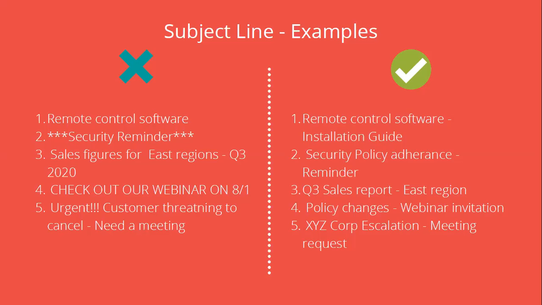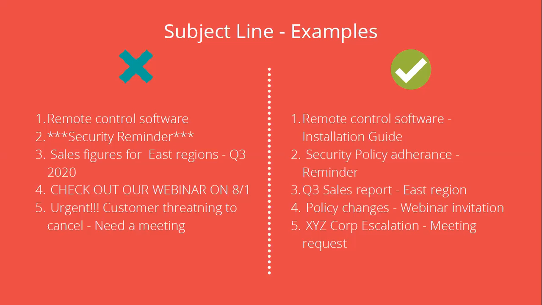That way the person knows what the webinar is about, and also that what they have received in the email is an invitation that they need to reply back to. Number 5 is a classic example in the customer service world. It says urgent, and then there are 3 exclamations, and then it says customer threatening to cancel, need a meeting. Now, this subject line really has the emotions of the writer displaying on it.